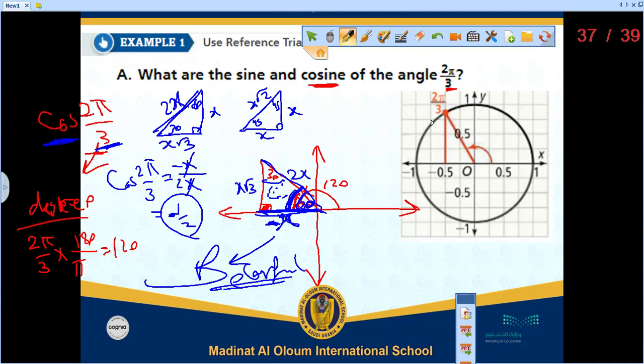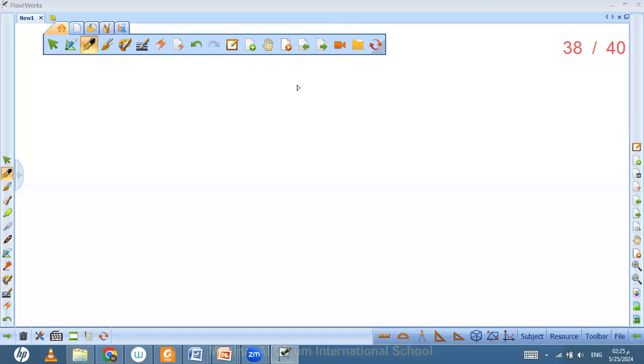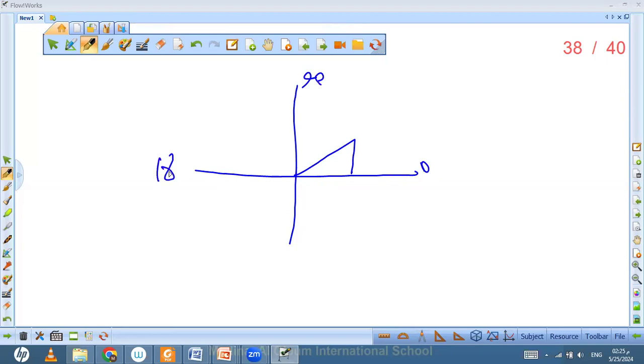Okay. This one's so important, guys. Without using a calculator, it means draw a triangle. Triangle in first quadrant like this one, if the angle is from 0 to 90. If the angle is more than 90 and less than 180, my triangle would be like this one, and I'll use this angle as theta.